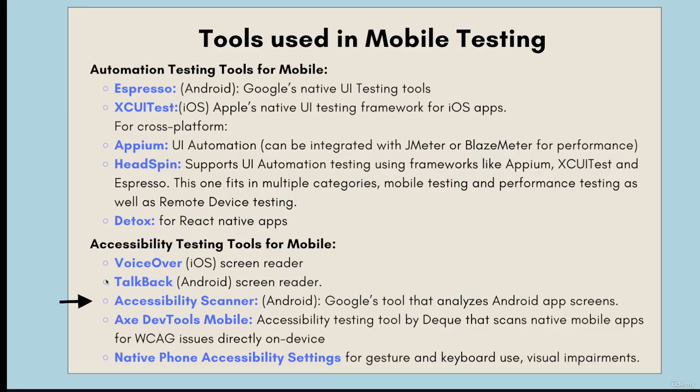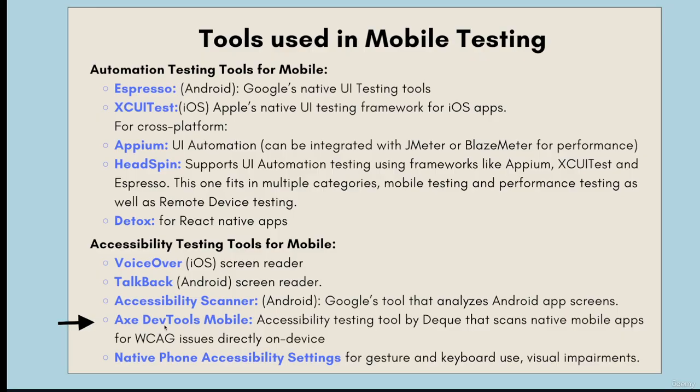We have Accessibility Scanner for Android. This is Google's tool that analyzes Android app screens and suggests improvements for accessibility like touch target size and contrast. Then we have Axe DevTools Mobile. This is a powerful on-device testing tool by Deque. It scans native iOS and Android apps for WCAG compliance and accessibility issues. Now, if you're going to be an accessibility tester, you definitely need to learn the Axe DevTools.